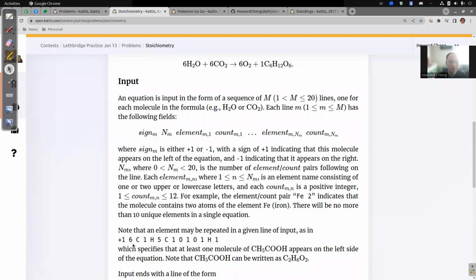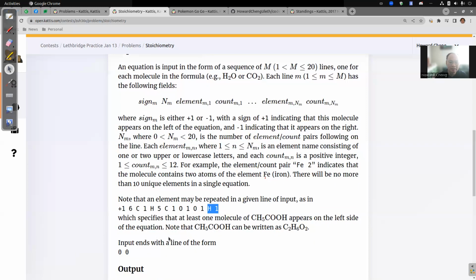So for example, +1 means that it appears on the left-hand side, and there are 6 things that come. The first one is 1 carbon, then 5 hydrogen, another carbon, 1 oxygen, hydrogen. Okay. So that means that there are actually 2 carbons, 6 hydrogens, and 1 oxygen.